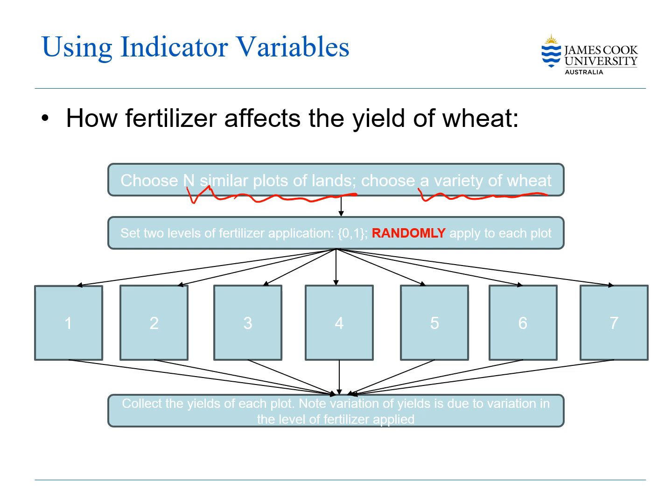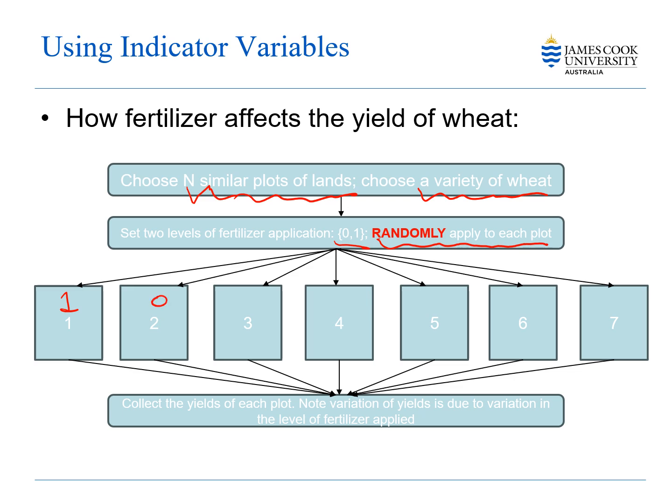Then we are going to set 2 levels of fertilizer application, 0 and 1. Either we apply the fertilizer to the land or not. Then we randomly assign this treatment to the plots. Maybe this one is treated, so it is applied the fertilizer. This one is not, and so on and so forth.